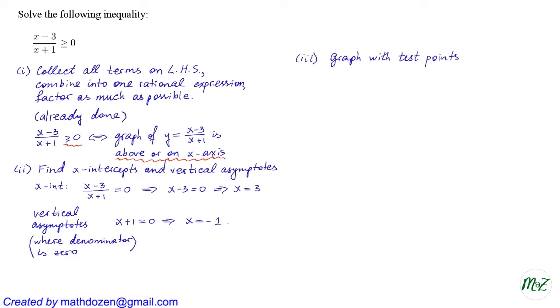So we graph the situation using test points. So we have the graph, -1 is the vertical asymptote, +3 is the x-intercept.